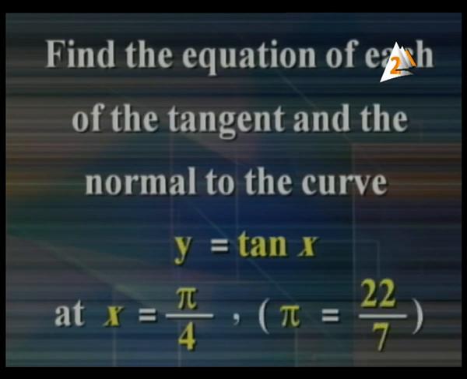Remember, dear student, we have the equation of the tangent and the equation of the normal. The equation of the tangent is y minus y1 equals m times x minus x1. What is the equation of the normal? The equation of the normal is y minus y1 equals negative 1 over m times x minus x1. With these equations we find the equation of the tangent and the equation of the normal. Look at the solution.